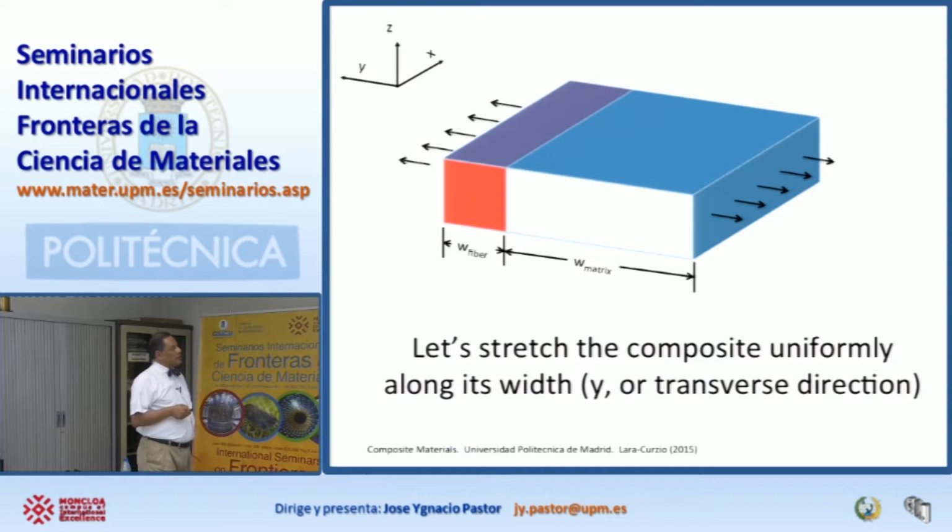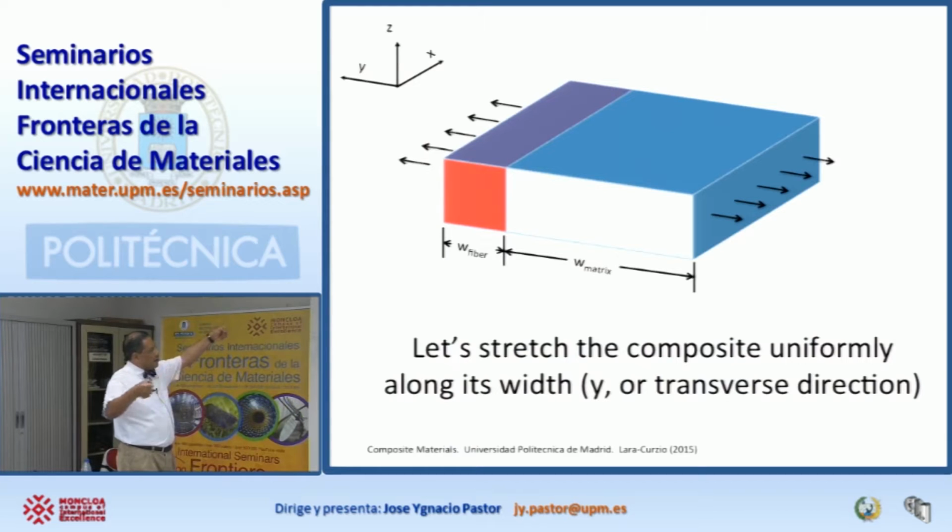We go to the testing machine in the lab, and now we're going to grab the ends and we're going to pull them. And we are going to assume again that these are perfectly bonded. But now we are applying the load in this direction. Here we have the width corresponding to the fibers. This is the width corresponding to the matrix.